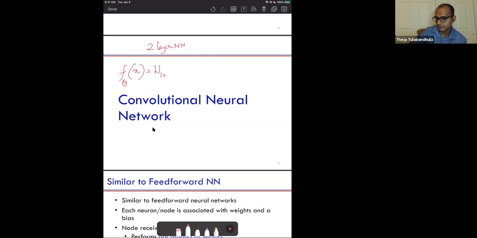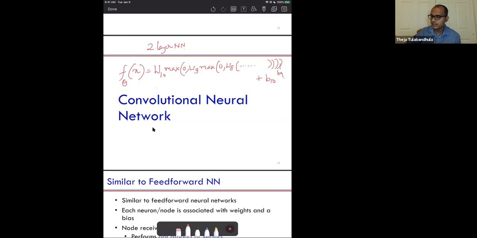So it could be W10 times max of 0 comma W9 times max of 0 comma W8, and you understand where I'm going here. And then many more, plus B10, for example. There's also going to be B9 and so on here.